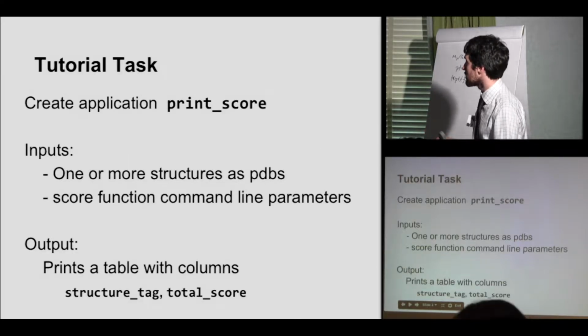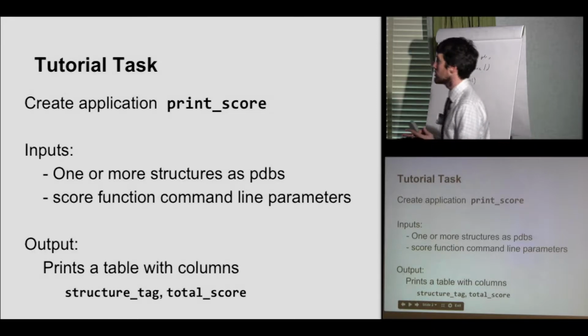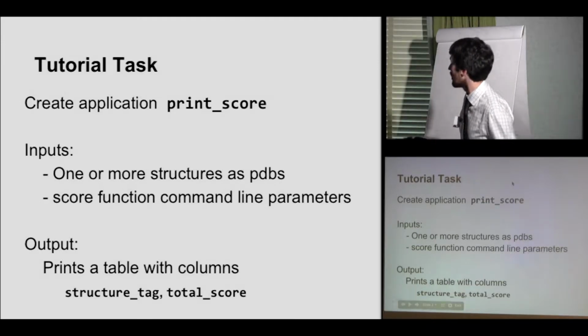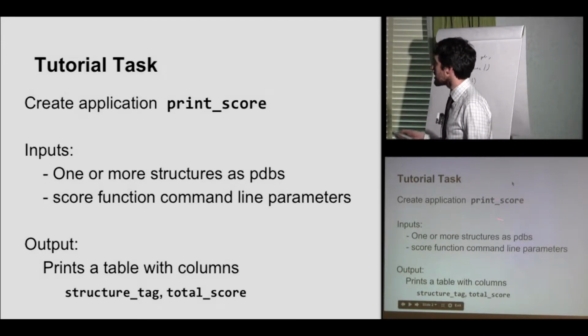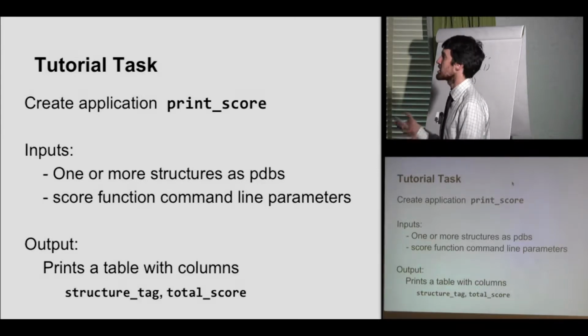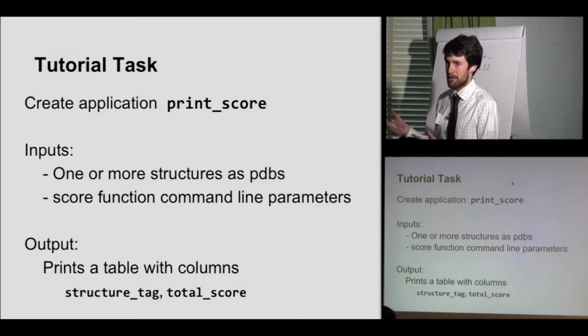So the task for this tutorial is to create an application that prints the score for a structure that you pass in. How do I do this? The inputs will be one or more structures as PDBs, and we're going to use the job distributor, which I'll tell you about in a bit, to get the structures in. So you won't have to worry about reading structures in. And then we'll pass in the score function. It'll be initialized through the command line parameters.